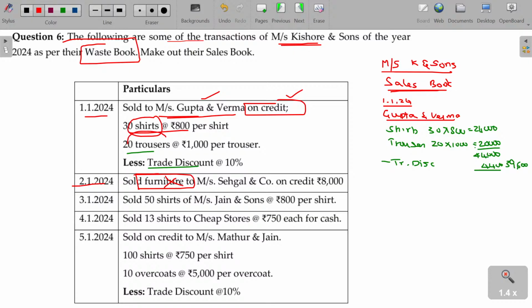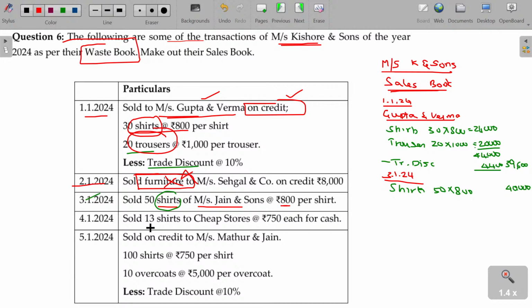From this, it is very clear he may be a cloth merchant. Shirts and trousers. So furniture, definitely it's an asset for him. It will not fall under this case. And sold 50 shirts to Messrs. Jain and Sons, 800 per shirt. Of course, this is also a credit transaction of sales. So I will post this here, 3124, shirts sold at rupees 800 per shirt. So 50 into 800, this value being 40,000.